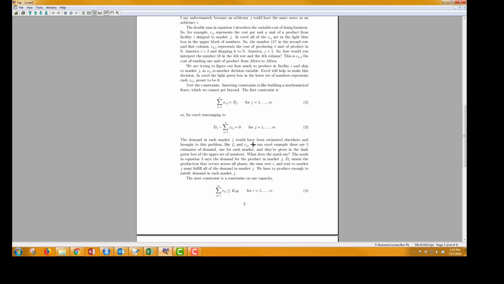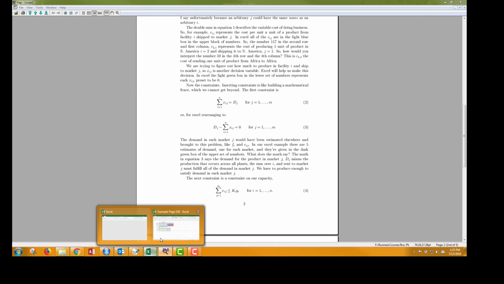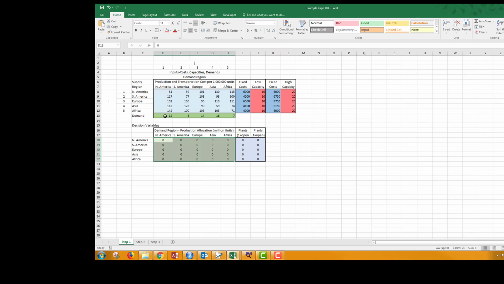The demand in each market J would have to be estimated elsewhere and brought to this problem, much like F sub i, the fixed cost, and C sub ij, the variable cost per unit. In our Excel example, there are 5 estimates of demand. Let's go to Excel. One for each market, and they're given in the dark green box in the upper set of numbers.